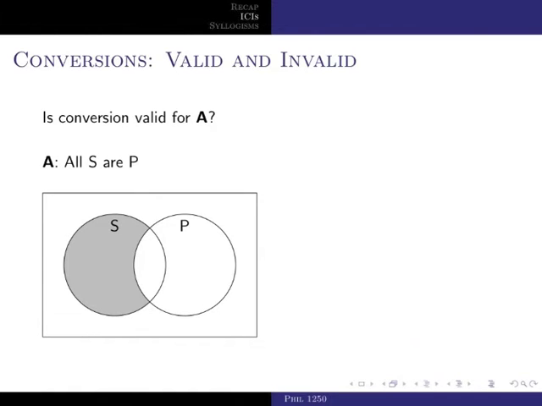Now what about A? A propositions are of the form all S are P. And the Venn diagram is formed by shading area 1. That is, shading the part of S that doesn't overlap with P. And so what we're saying is that there isn't even one S, right, that isn't also P. All the S's that we find are also going to be P.